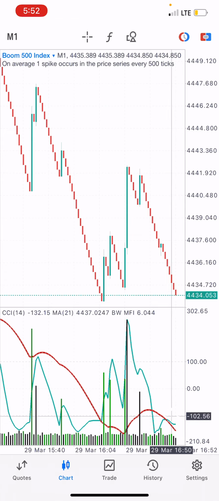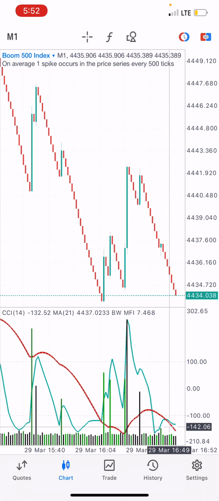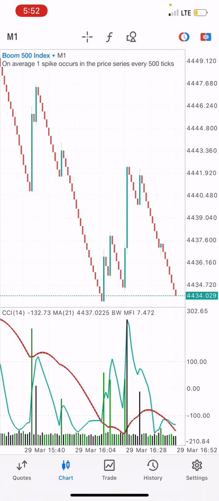So now, seeing that this red moving average has crossed below, it definitely means that we are going to get a spike.